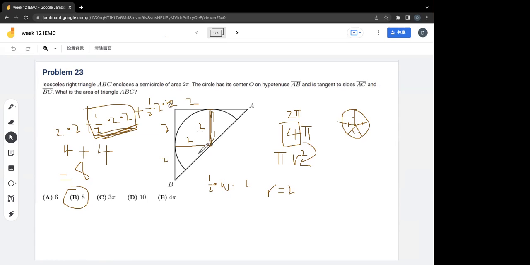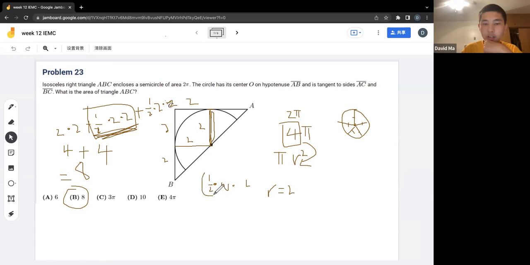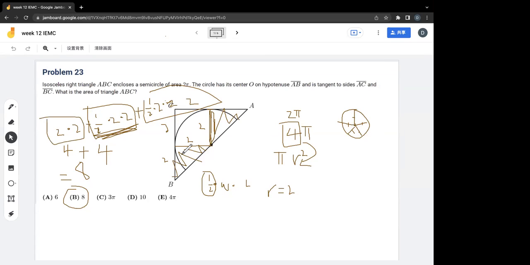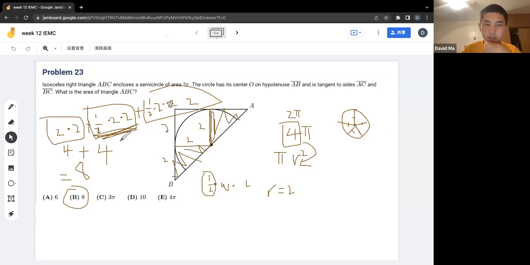So 2 times 2. Yeah, and then don't forget the 1/2. So the area of this thing right here is basically 1/2 times 2 times 2. That's how we get the area of this triangle. And we also have to do the same thing for the other triangle, remember? Because we're adding up the square, which is this part, and the lower triangle, which is this part, and then the upper triangle, which is the last part.